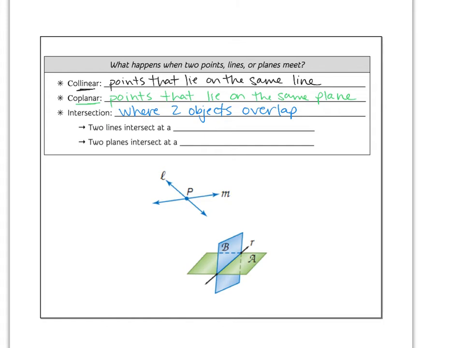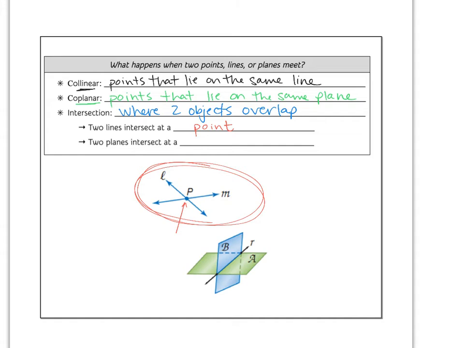So take a look at this picture down below. See this right here? This one I'm circling in red. 2 lines intersect at A. Well, can you see where these 2 lines cross? They intersect right there at point P. So whenever you have two lines, if they intersect, they're going to intersect at a point. In this case, it's point P.